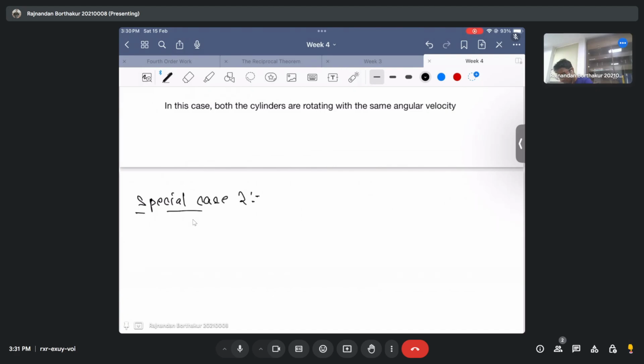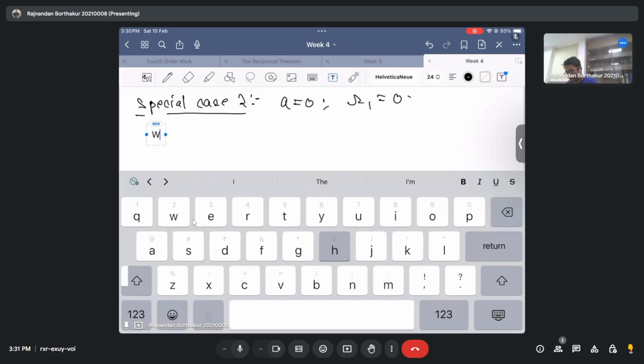The second special case is, what happens if I don't have the inner cylinder, meaning that my a becomes equal to 0, which means that the radius of the inner cylinder tends to 0, or physically I don't have the inner cylinder. That's what I'm saying. And if I don't have the inner cylinder, this will automatically mean that my omega 1 is basically equal to 0. That's it. So the second special case is that when the inner cylinder is absent. Okay.